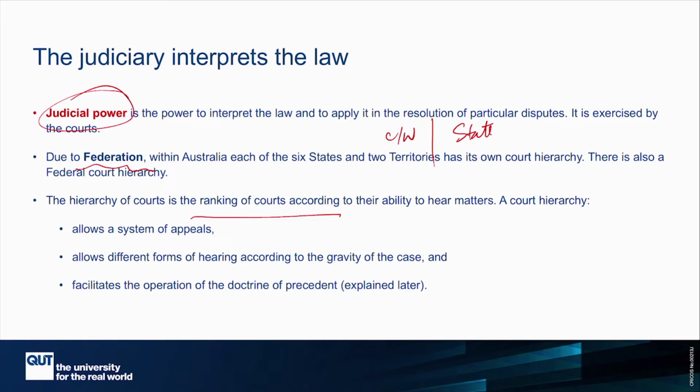This allows for the operation of the doctrine of precedent, which we're going to get into in the next module. Essentially, by having a hierarchy, higher and lower courts, we get a system of appeals, we get the most experienced judges hearing the hardest cases, and the operation of the doctrine of precedent.